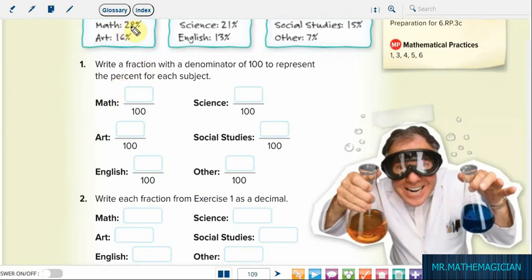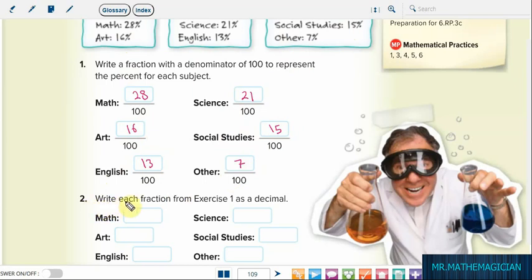For math, 28% means 28 over 100. For science, 21% means 21 over 100. For art, 16% means 16 over 100. Social studies, 15% means 15 over 100. English, 13% means 13 over 100. For other subjects, 7% means 7 over 100.